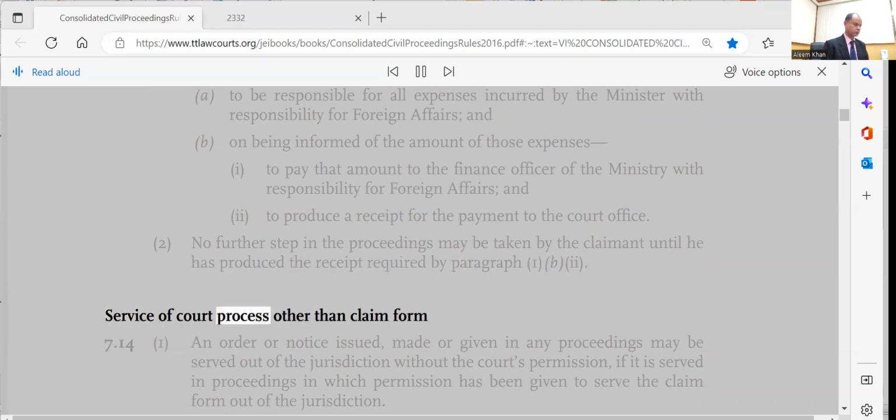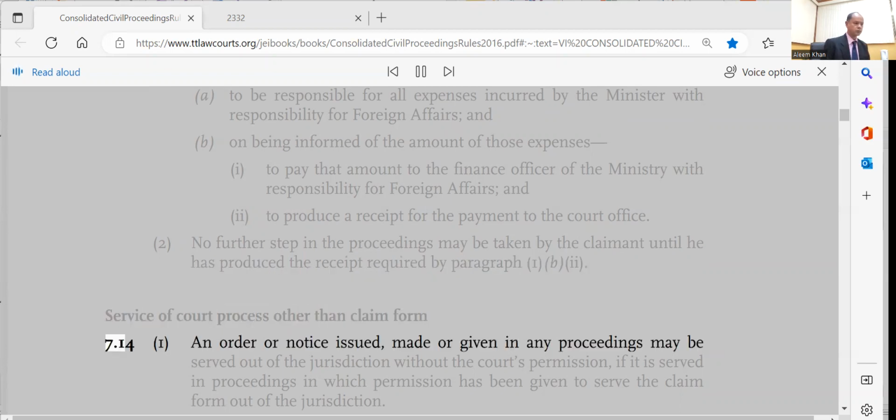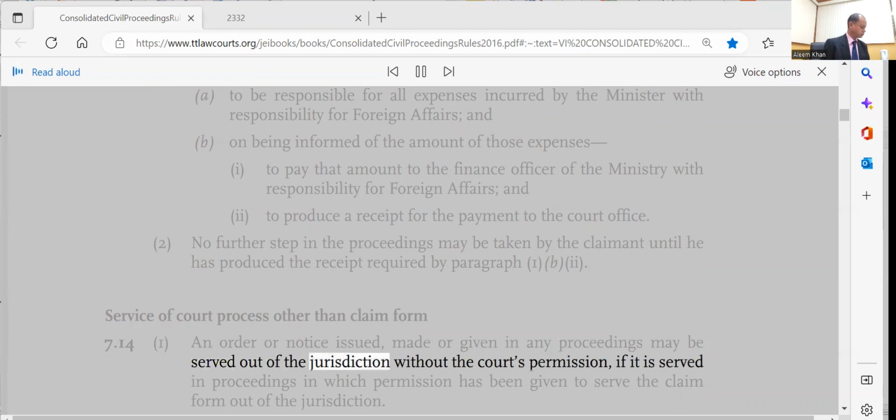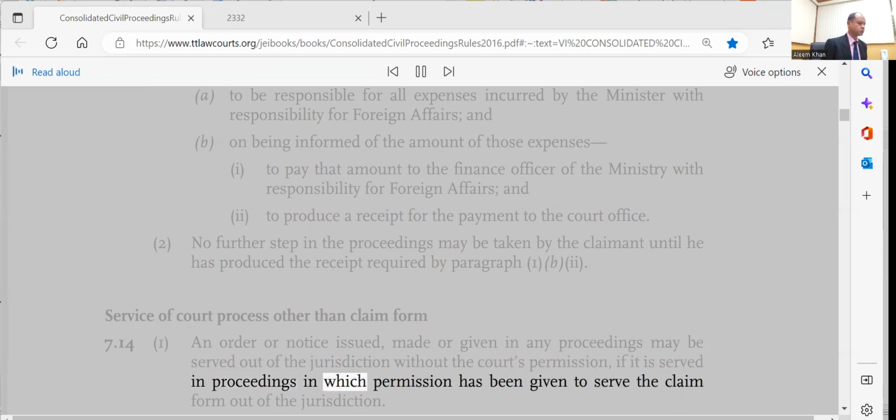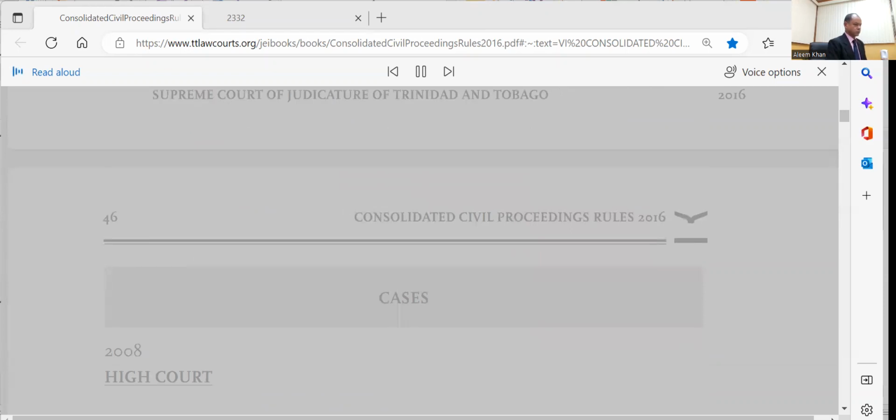Service of court process other than claim form. 7.14. 1. An order or notice issued, made or given in any proceedings may be served out of the jurisdiction without the court's permission, if it is served in proceedings in which permission has been given to serve the claim form out of the jurisdiction. Supreme Court of Judicature of Trinidad and Tobago, 2016.